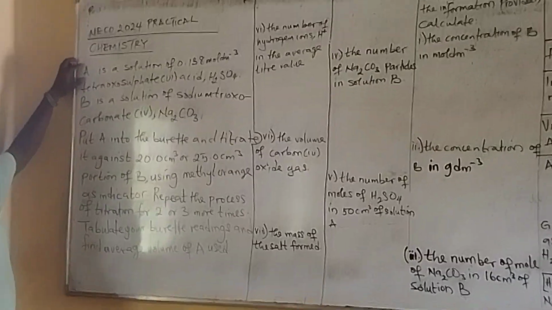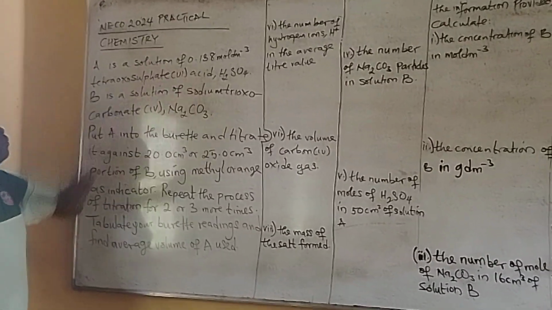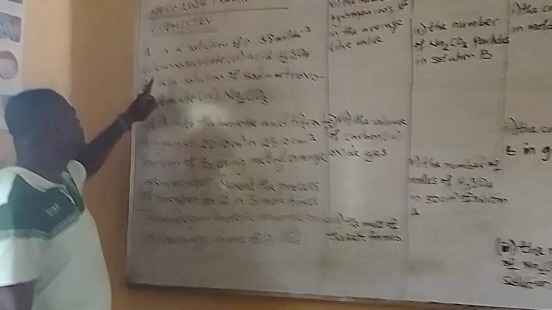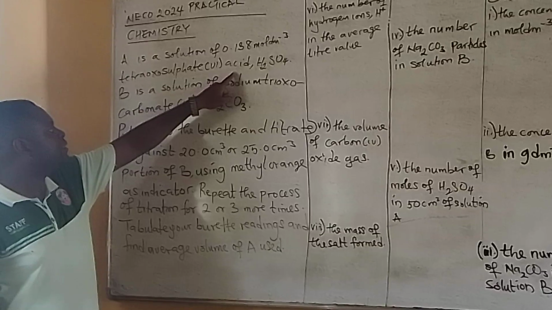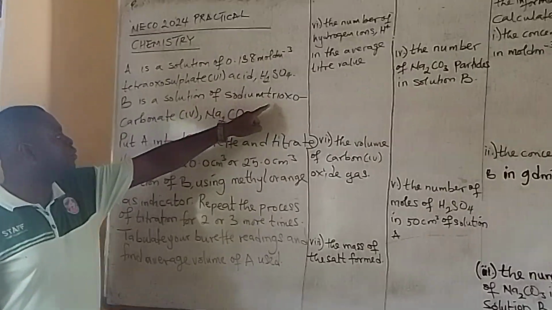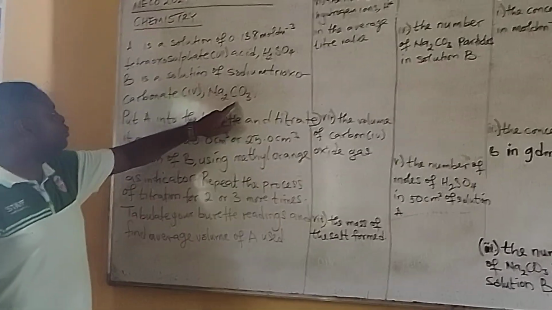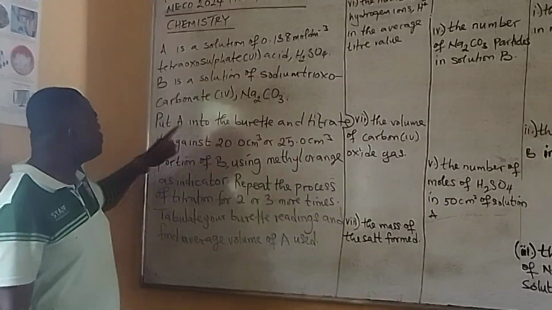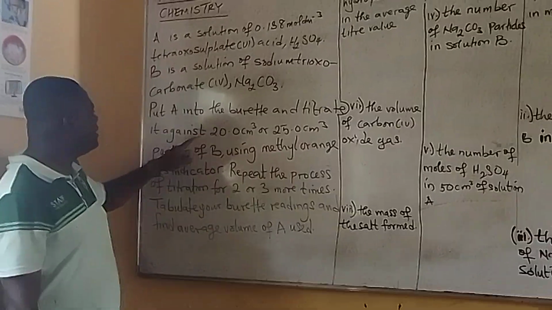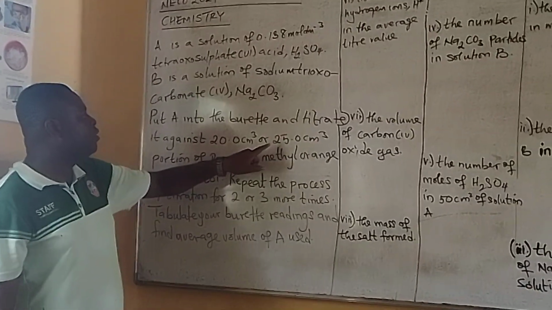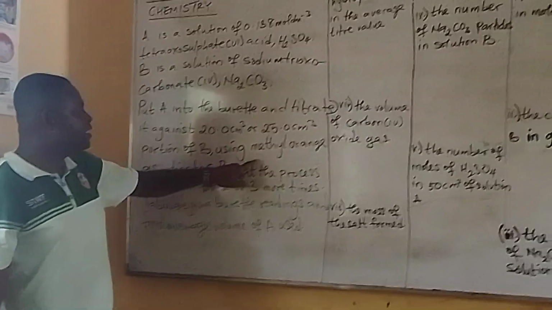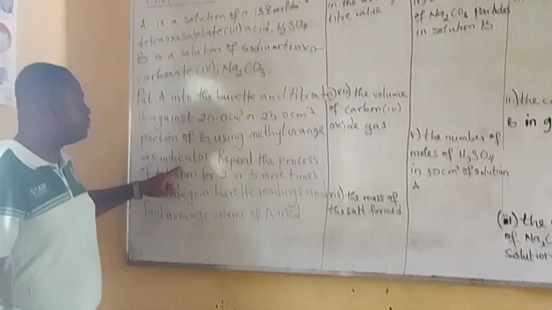the question is: A is a solution of 0.138 mole per dm³ tetraoxosulfuric acid, H2SO4. B is a solution of sodium trioxocarbonate(IV), Na2CO3. There is an instruction here that we should put A into the burette and titrate it against 20.0 cm³ or 25.0 cm³ portion of B using methyl orange as indicator.